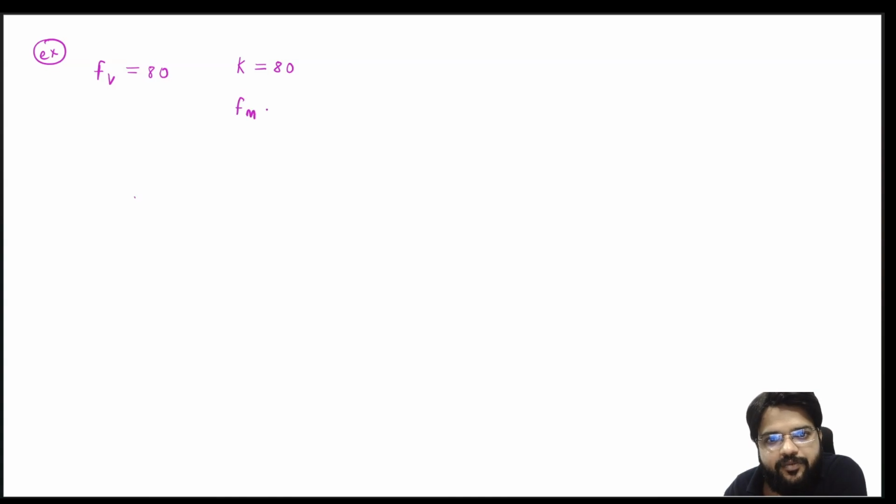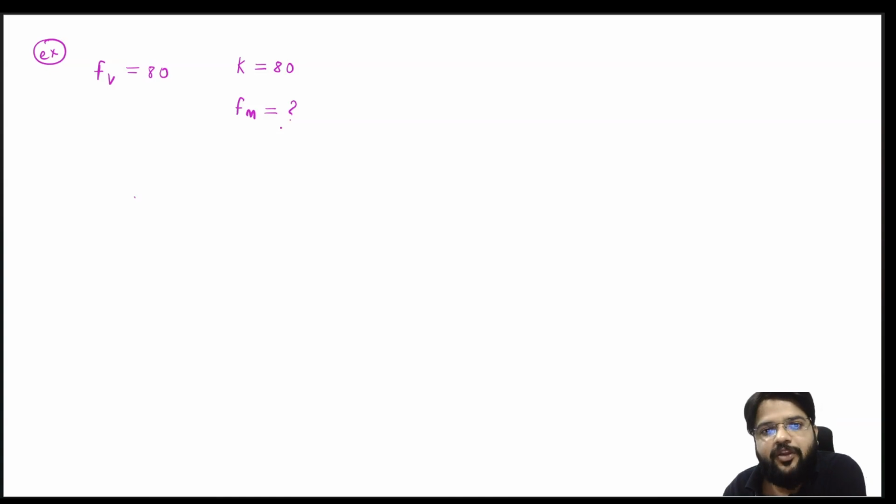Now let's see one example, everyone, on the basis of this relation. What type of question can come from this relation? Let's see it. Suppose when two charges are present in the vacuum, the force between them is 80 Newton. Now we are putting these two charges in a medium, and the dielectric constant of the medium is, let's suppose, 80. So what is the force between these two charges when we put them in the medium?